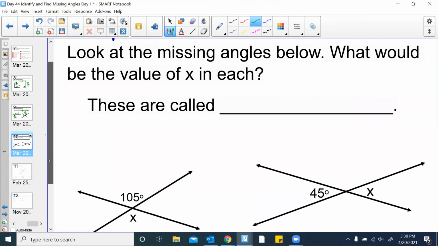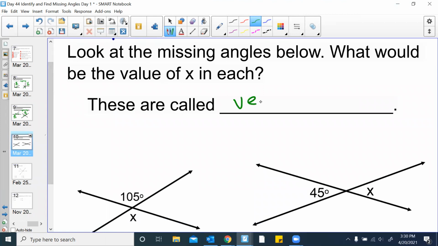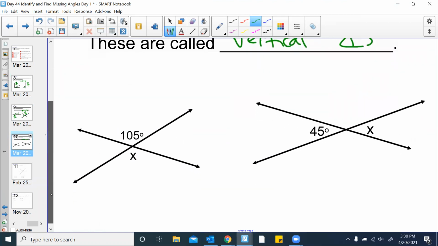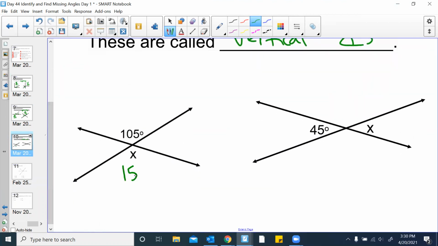All right, look at the missing angles below. These are going to be vertical, and I'm going to abbreviate angles with that symbol. If they're vertical, they're just the same. Remember, because they are congruent, vertical angles should be the easiest and the quickest. Bam, bam.